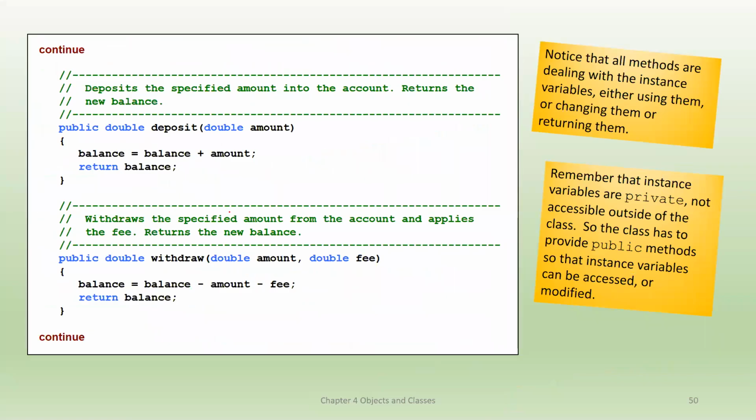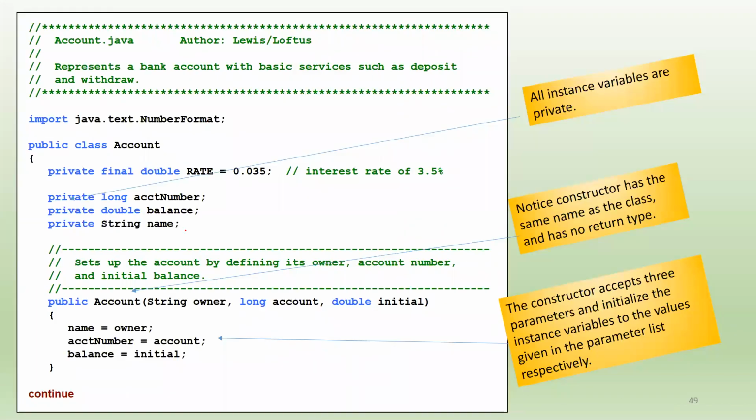Okay, deposit: public, return type is double, and it accepts a double amount. And so your balance, where is balance, everybody? Where do you get balance? Balance is brought in. It's here, right? That's your instance variable. Remember, these are called class variables.